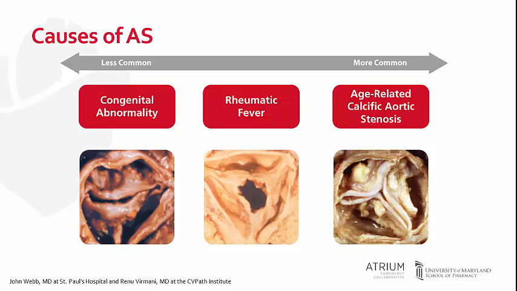Lastly, the most common cause of aortic stenosis is age-related calcific AS, also known as degenerative AS. This form of AS is most commonly seen in patients over 65 years old and increases steadily with advancing age. It is characterized by extensive calcifications that develop on the aortic valve and hinder leaflet motion, as previously discussed.